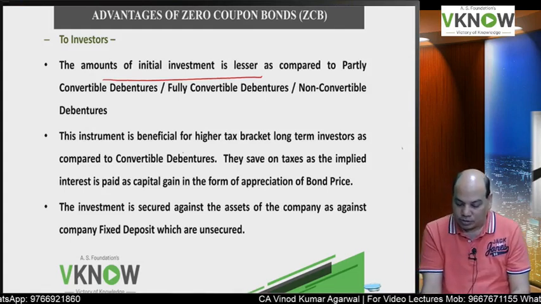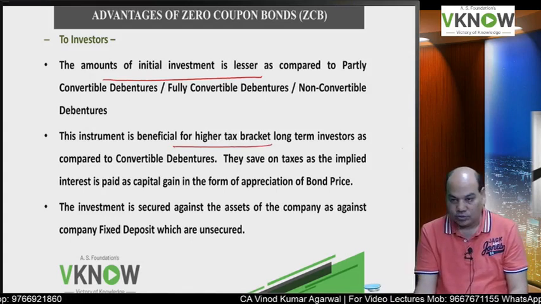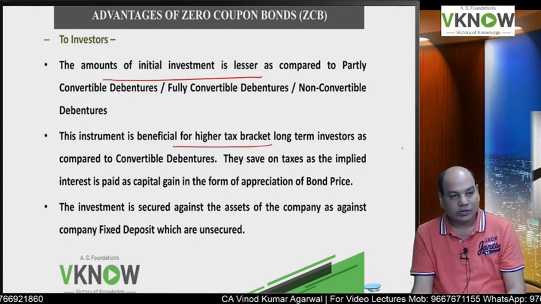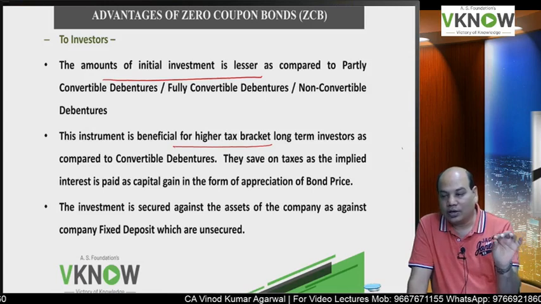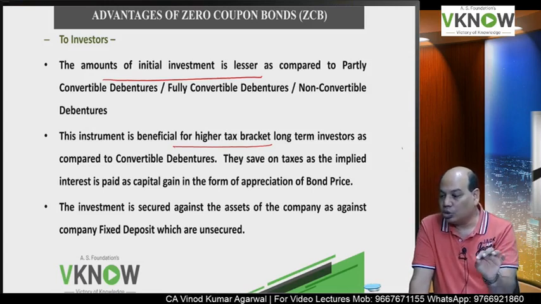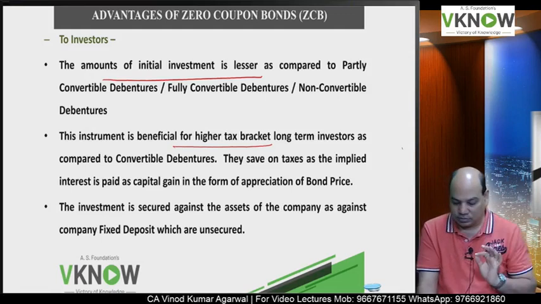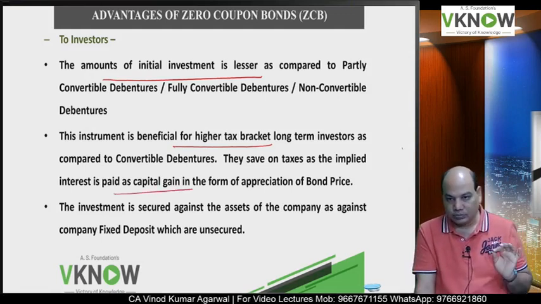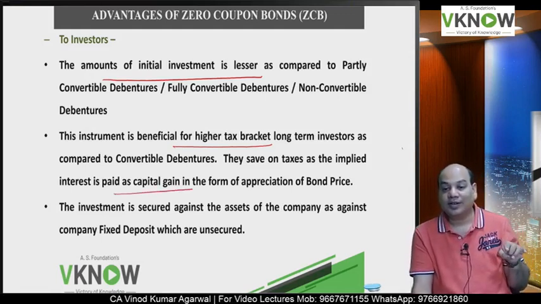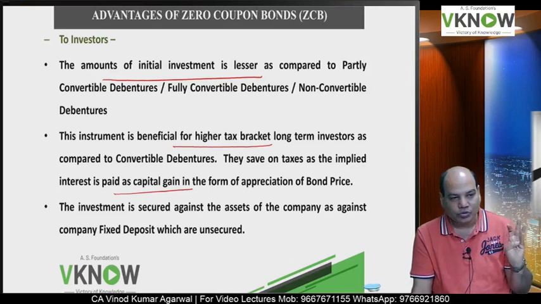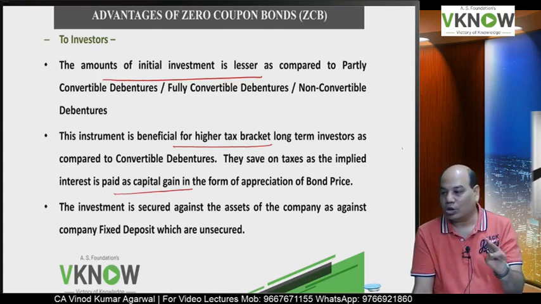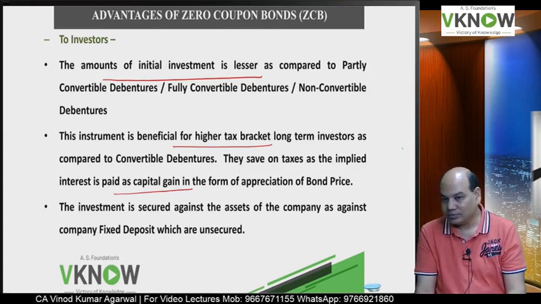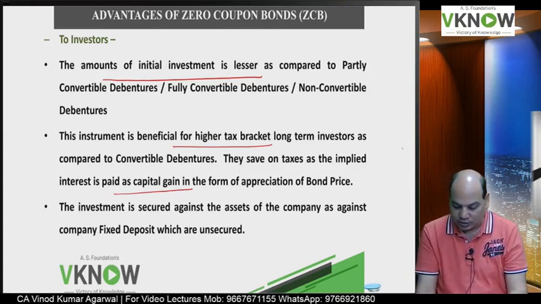Is it right? Then you get the tax advantage also. What is the tax advantage? You will be paying the tax using tax rate applicable to long-term capital gain. And that too after indexation. So one is indexation benefit. Tax rate applicable to long-term capital gain is lower. So tax advantage is there.